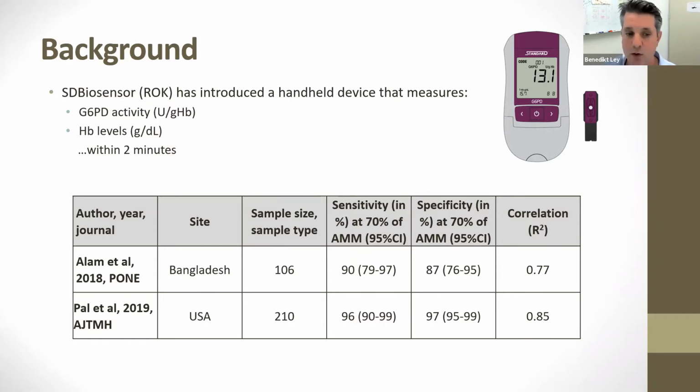The device had been evaluated earlier on fresh blood samples in Bangladesh in 2018 and a year later in samples from the US. When comparing findings to the reference method, spectrophotometry, accuracy in the Bangladesh study was around 90% and above 95% in the study from Paul et al. at the 70% cutoff. In both cases, the device showed a very good and positive correlation to spectrophotometry readings.